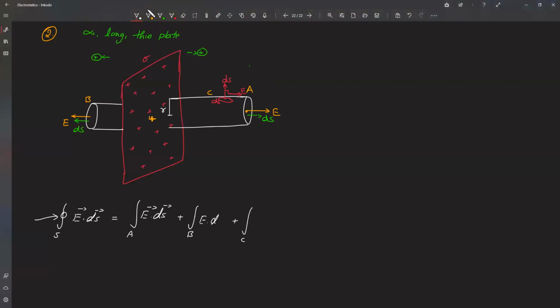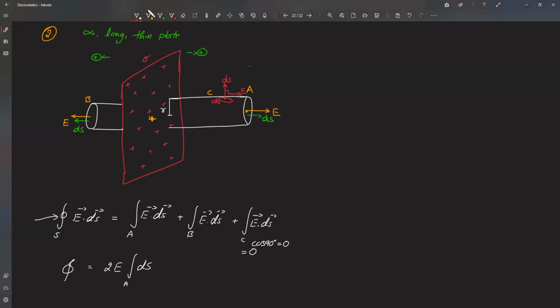So this is also E dot ds. The third one is also the integration of E dot ds. But in the third case, that is along C, we know that this is equal to 0 because cos 90 degrees is 0. And in these two cases, you have E ds, E ds. So basically both are the same: 2 into E into the integration of ds for surface A or B. So this is the flux.